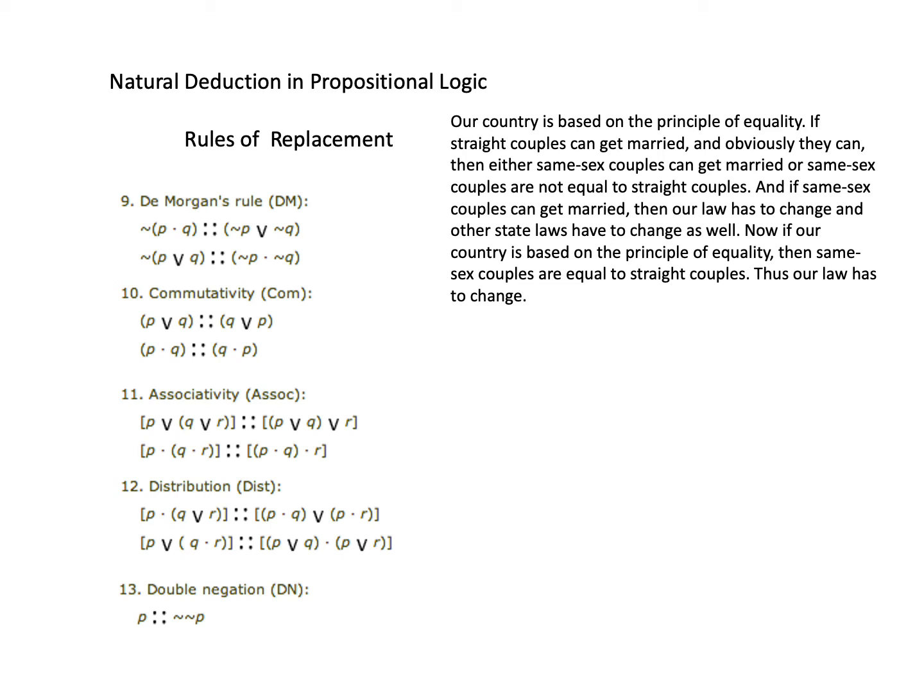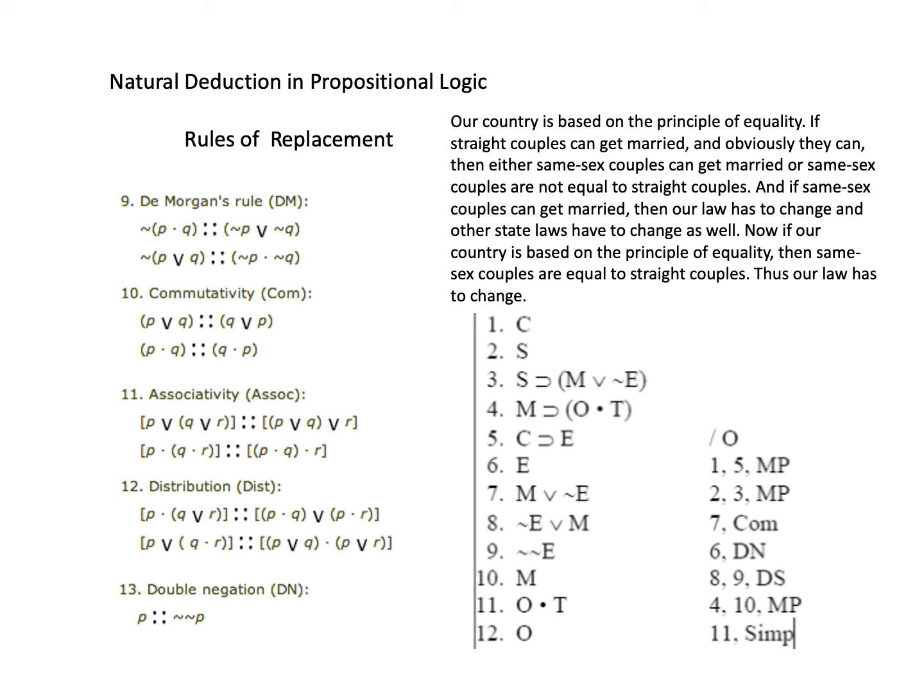Now, if our country is based on the principle of equality, then same-sex couples are equal to straight couples. Thus, our law has to change. Here now we can represent the argument as follows, as we showed earlier, where C stands for a country based on equality, S for straight couples can marry, M for same-sex couples can marry, E, same-sex equal, T, state laws have to change, and O, our law has to change. And so it's an argument with 5 premises and a conclusion of O, our law has to change.